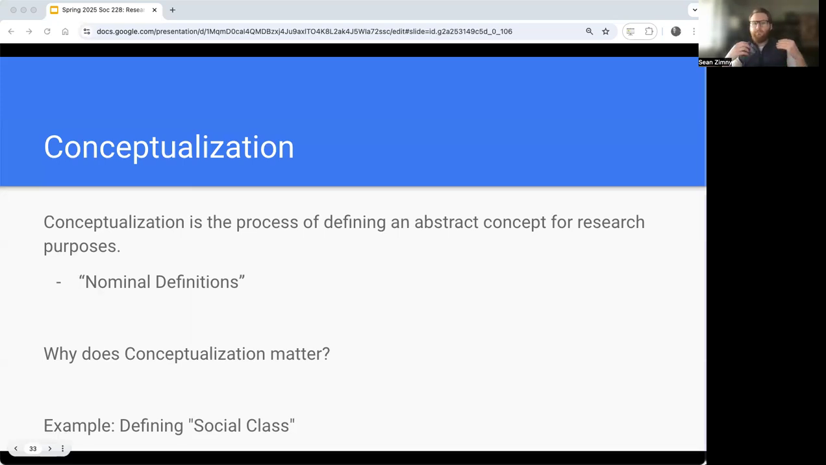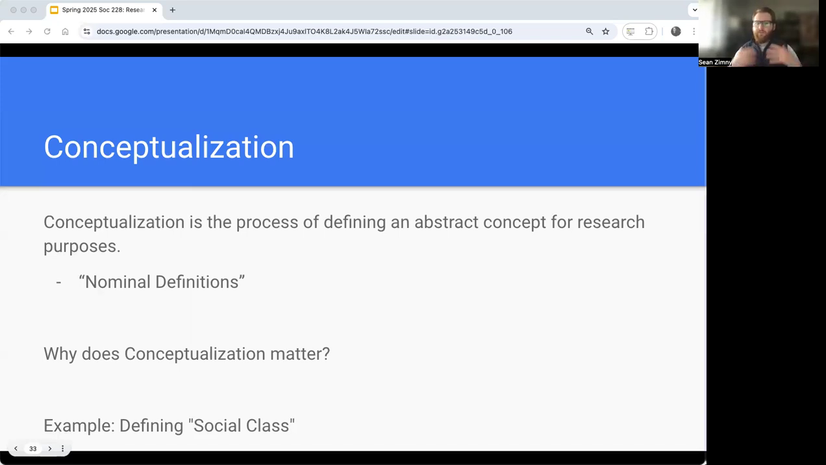Why conceptualization matters: it provides clarity and focus for your research. It ensures consistency in how concepts are understood and measured. So if I did a survey on artists, but I didn't define all the terms that I was using, and there was a lack of clarity around what I actually mean by this, it would be very hard to reproduce that study because I haven't been clear on what I mean by each of these areas. Another example would be defining social class.